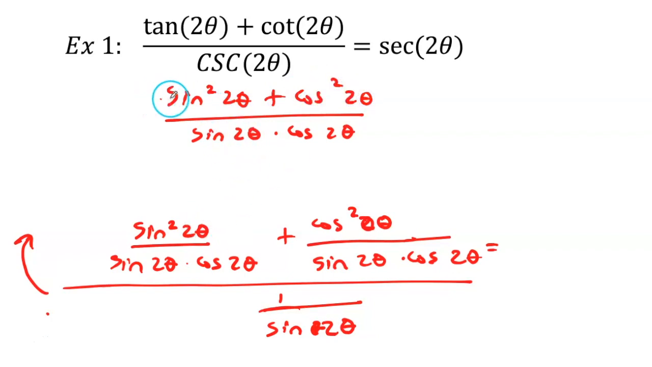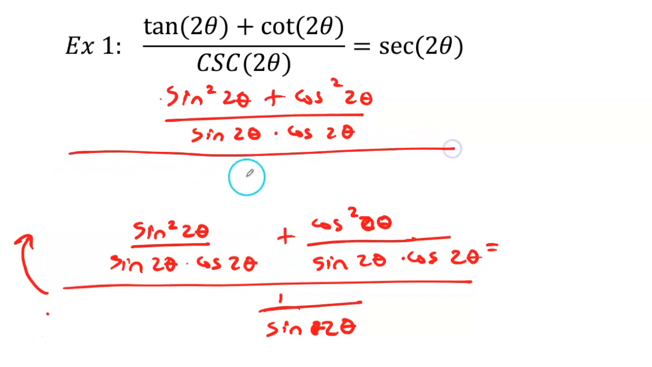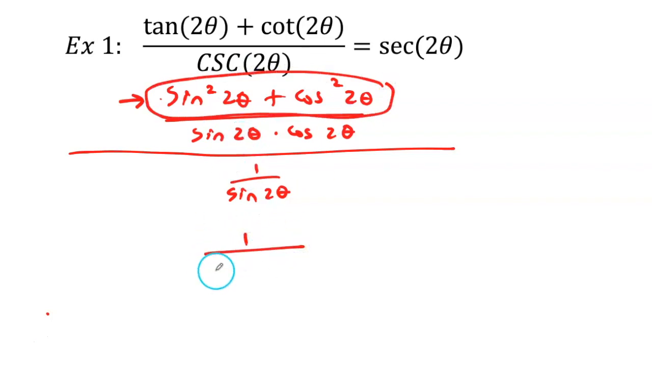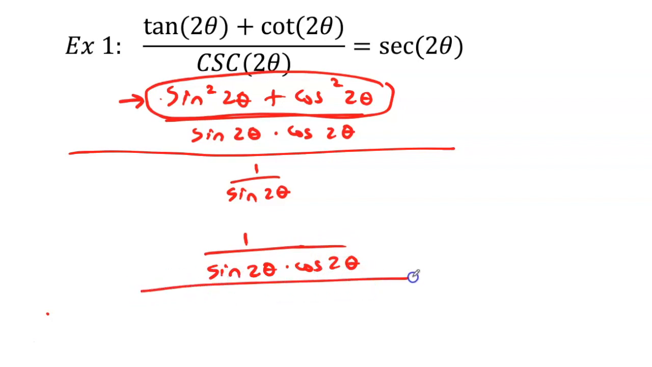As we know, sine squared plus cosine squared is going to turn into, well, hold on, let's write the denominator bigger, 1 over sine of 2 theta, and let's erase the bottom. This is going to turn into 1. So I'll have 1 over my denominator, and this is the top: sine 2 theta cosine of 2 theta divided by this 1 over sine of 2 theta.